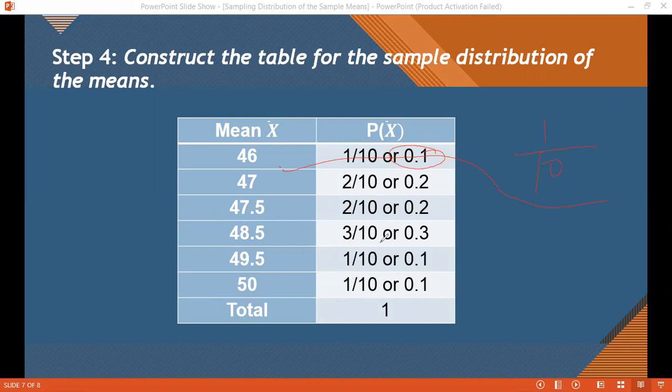Now, remember that the probability should not be greater than or less than 1. Dapat it must be exactly 1. The total probability should be exactly 1. So kaya if we add 0.1, 0.2, 0.2, 0.3, 0.1, 0.1, the total would be 1.0 or 1. Therefore, we have created a correct sample distribution of the means of the given distribution. This is correct. All right.